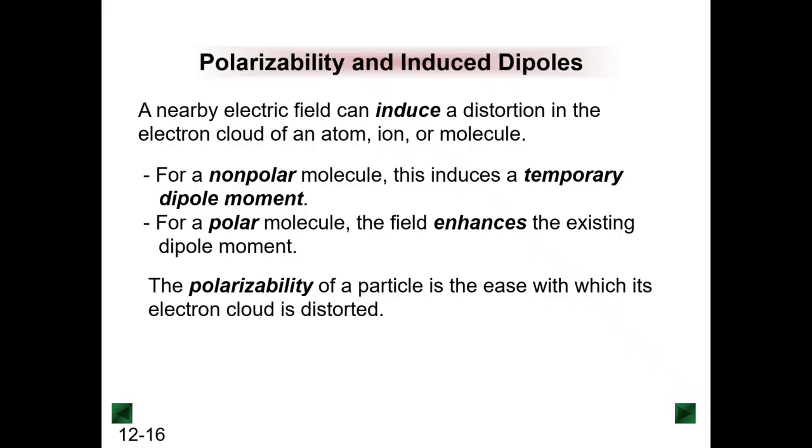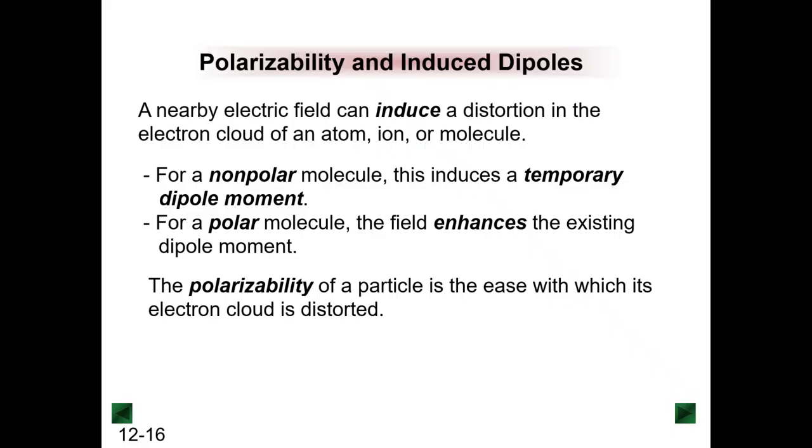For a polar molecule, this electric field can enhance the existing dipole, making it slightly larger than it would be. The polarizability of a particle determines how strong this induced dipole effect is. This polarizability of a particle is the ease with which its electron cloud is distorted.